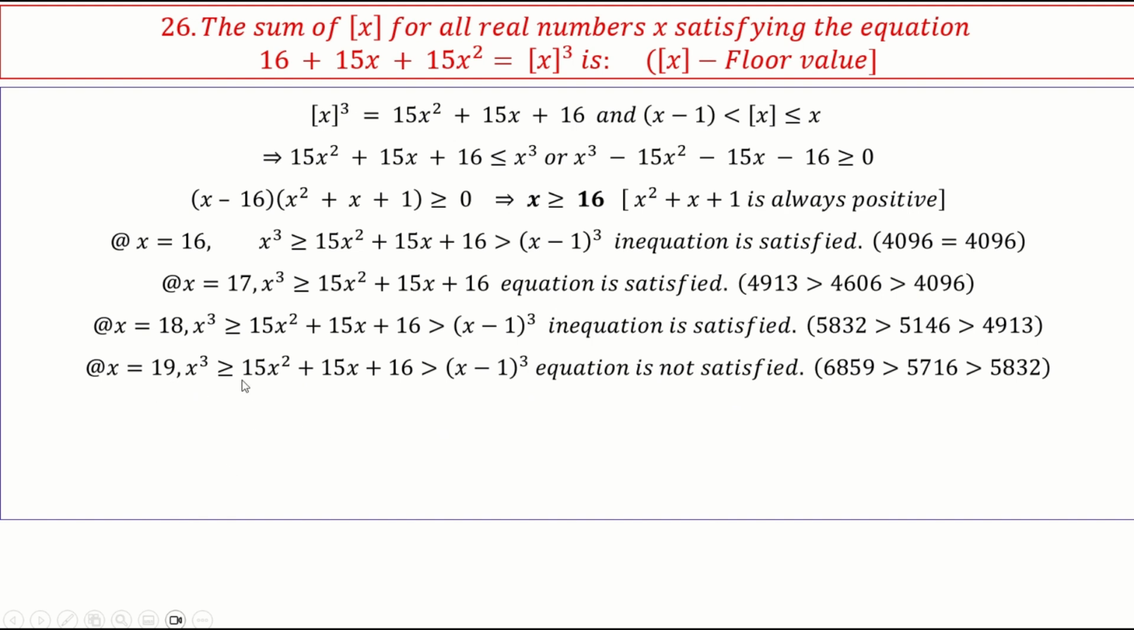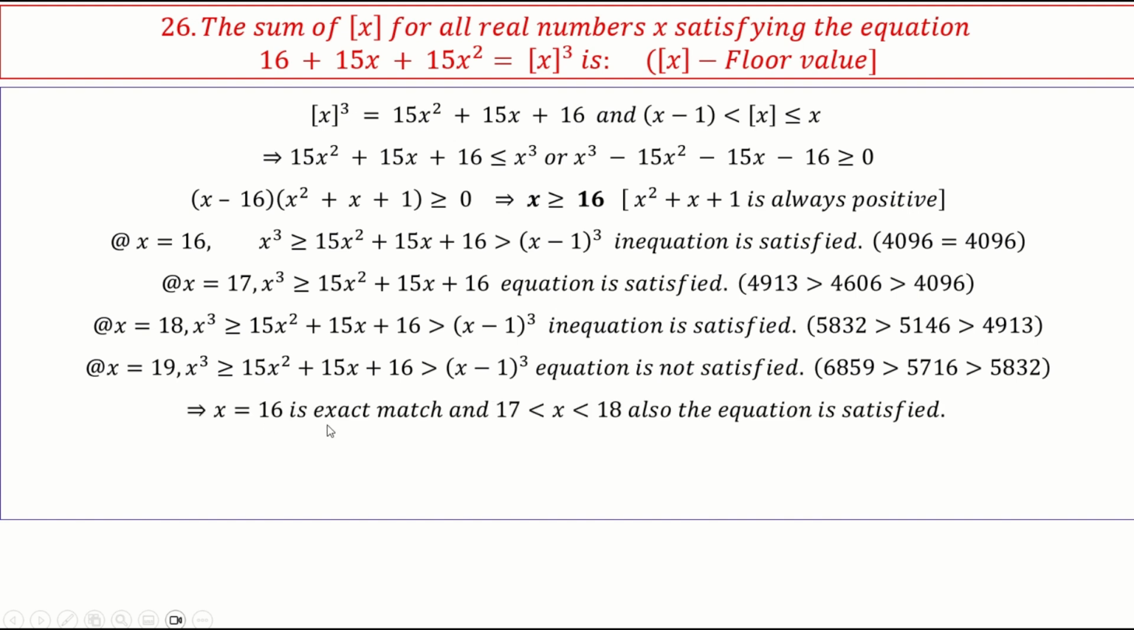Now let us understand from this what the possible values are. One: x equal to 16 is the exact match, so this is a solution. Second: x is between 17 and 18. What is the meaning of this? We are looking for the floor of x value. So floor of 16 is 16, and the floor of a value between 17 and 18 is always 17, correct?